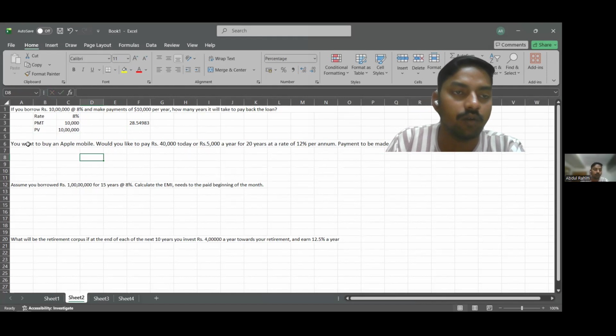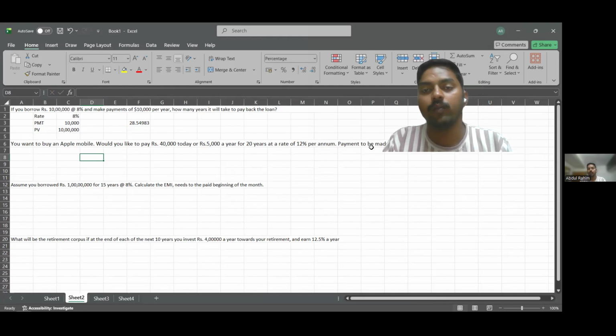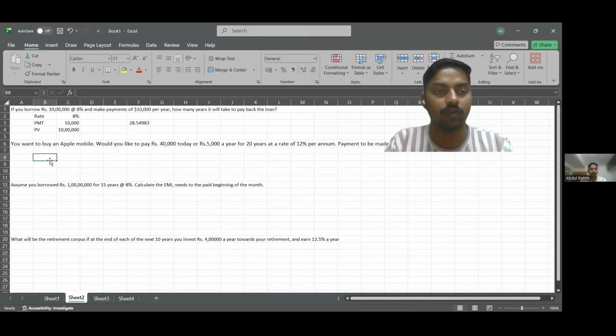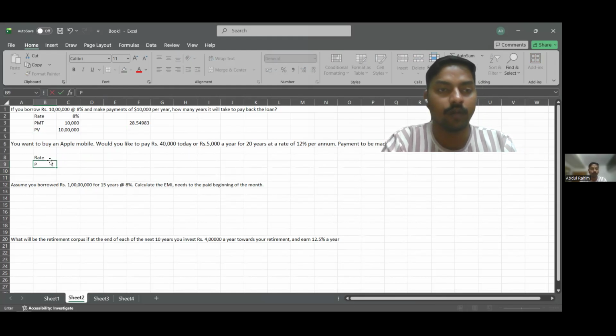Second thing is, you want to buy an Apple mobile. Would you like to pay 20,000 today or 5,000 a year for 20 years at the rate of 12% per annum? Payment is made at the end of every year. So we write the rate, PMT and present value.